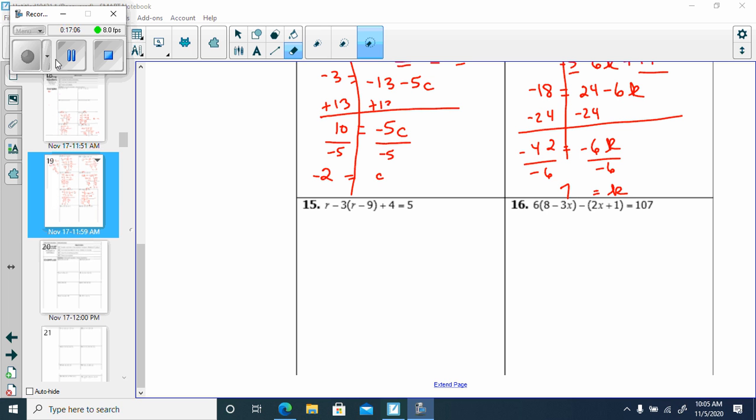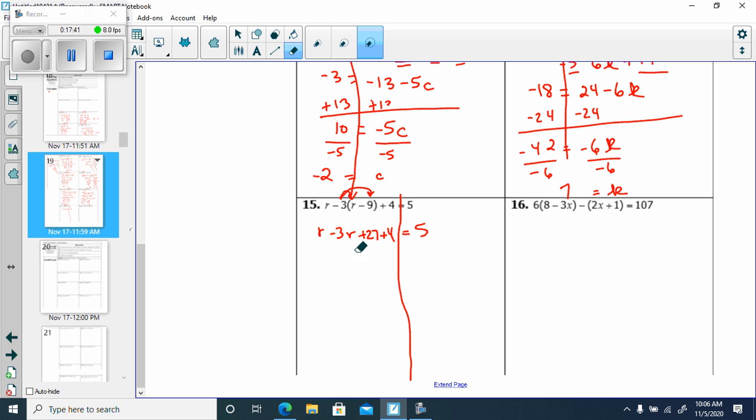Number 15. Okay. r minus 3 times r minus 9 plus 4 equals 5. We've got some things to clean up here before we have it as simple as it will get. Let's take care of this distributive property. This is like multiplying a negative 3. Negative 3 times r would make negative 3r. Negative 3 times negative 9 is a positive 27. And then I've got this 4 left here at the end, equals 5.